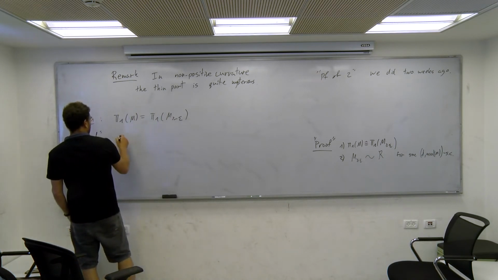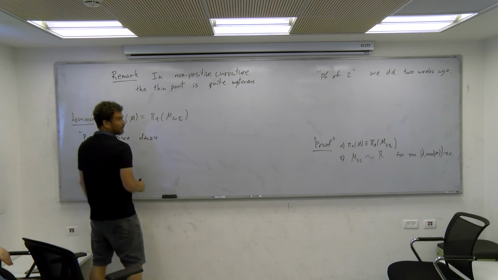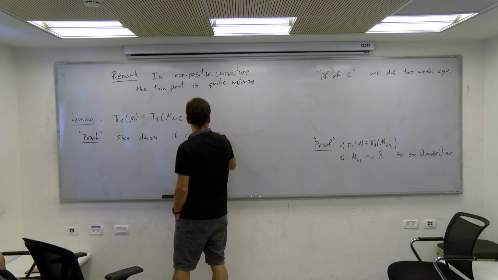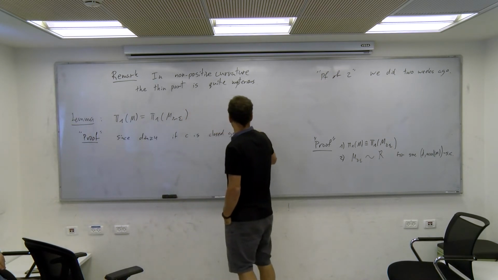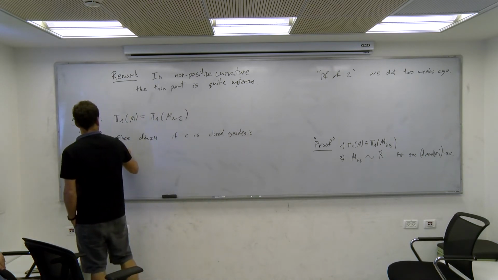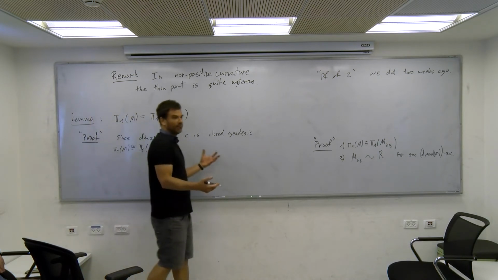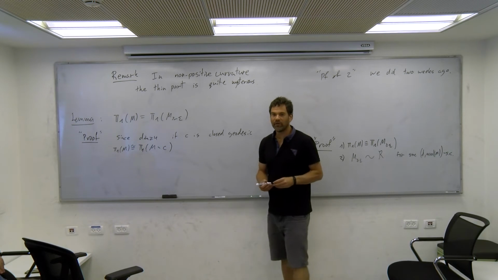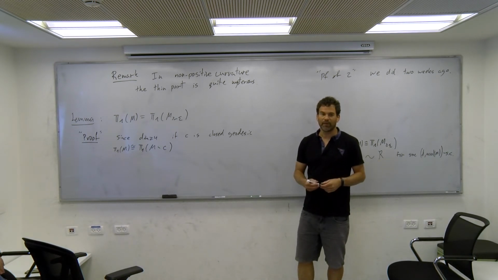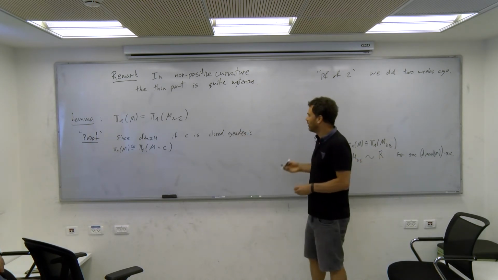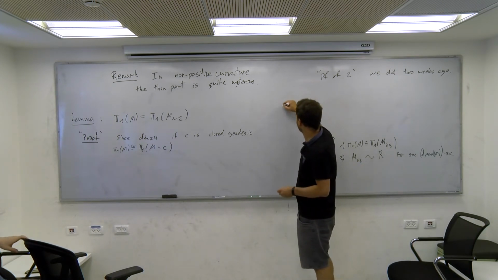Okay. So since the dimension is at least 4, if C is a closed geodesic, the fundamental group of M is the same as the fundamental group of M minus C. If I take a manifold and I throw out some circle, I don't change the fundamental group. In dimension 3 you do change. In dimension 2, if you throw out a circle, you are not connected anymore. In dimension 1, everything is a circle.